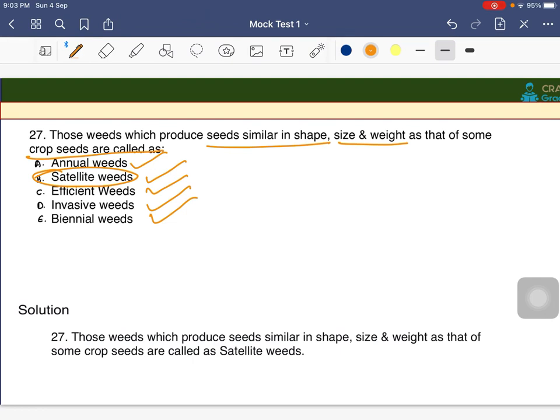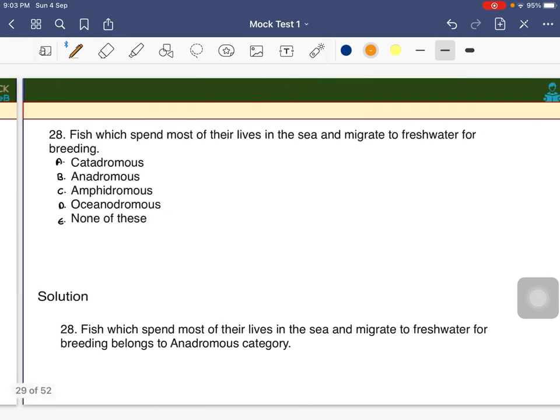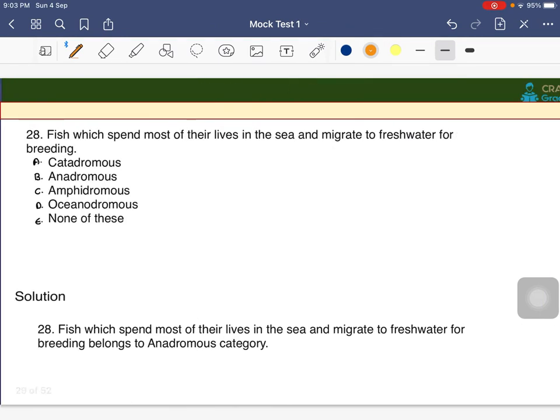The fish which spend most of their life in the sea itself and migrate to fresh water only for breeding purposes are called catadromous, anadromous, amphidromous, oceanodromous, or none of these? Okay, the answer will be anadromous. That is, only for breeding purposes they go to fresh water.